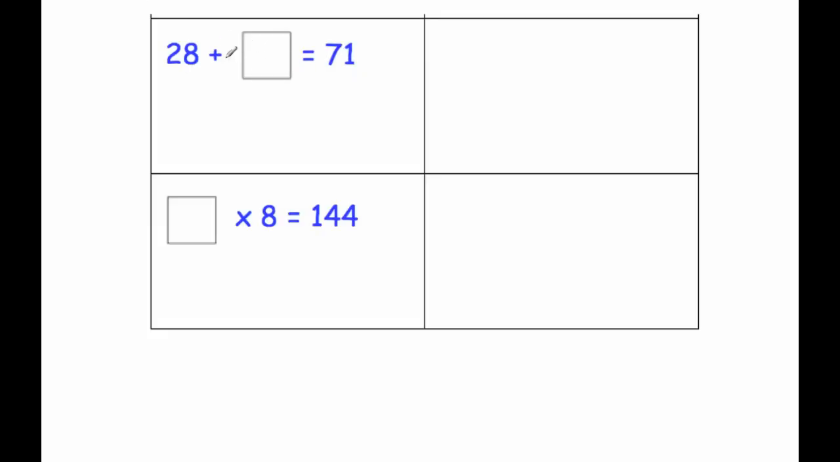Okay, our next question says 28 plus blank is equal to 71. So we know that this number plus 28 would be 71. So if we take 28 away from 71, we'll see what goes in this box. So 71 subtract 28. 1 take away 8 we can't do, so we're going to borrow, so 6 and then call that 11. 11 take away 8 is 3 and 6 take away 2 is 4. So the answer there would be 43.